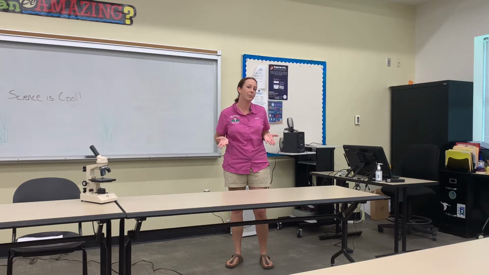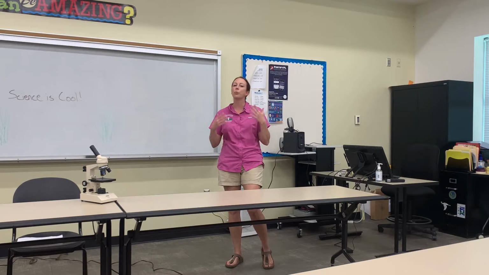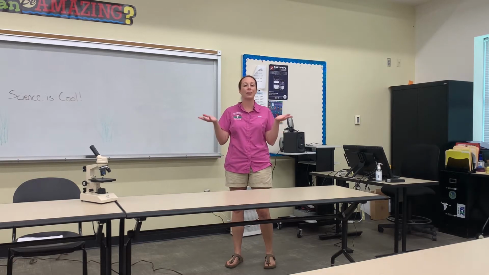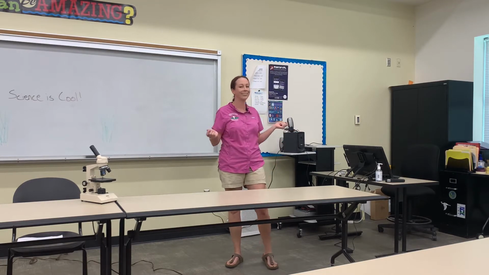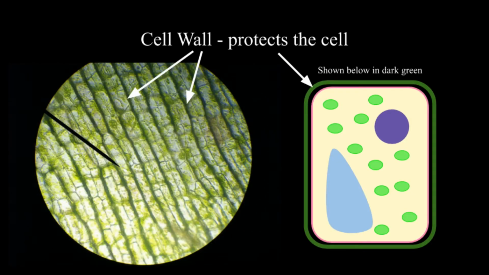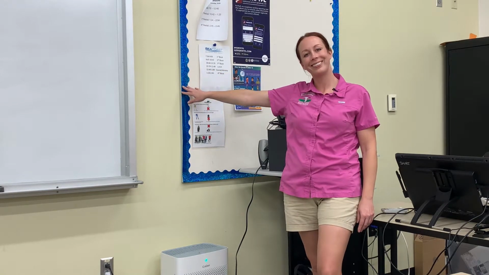As we go over the cell parts, it might be kind of hard to think about because they're so small. So we're going to compare the cell parts to things in your classroom. So take a good look around you. This is a cell wall. It surrounds the cell, protecting it from the outside and making it stiff and strong. What part of your classroom might this be? Pause the video now to discuss. That's right, the cell wall would be like the classroom wall.